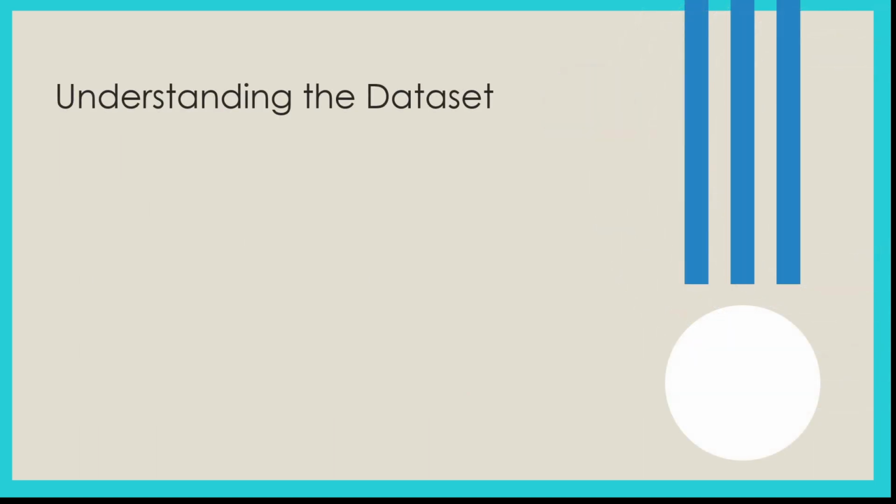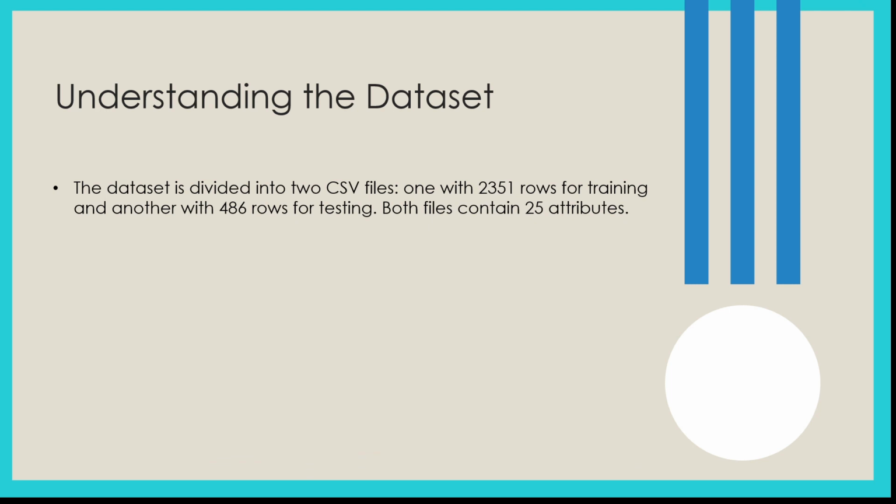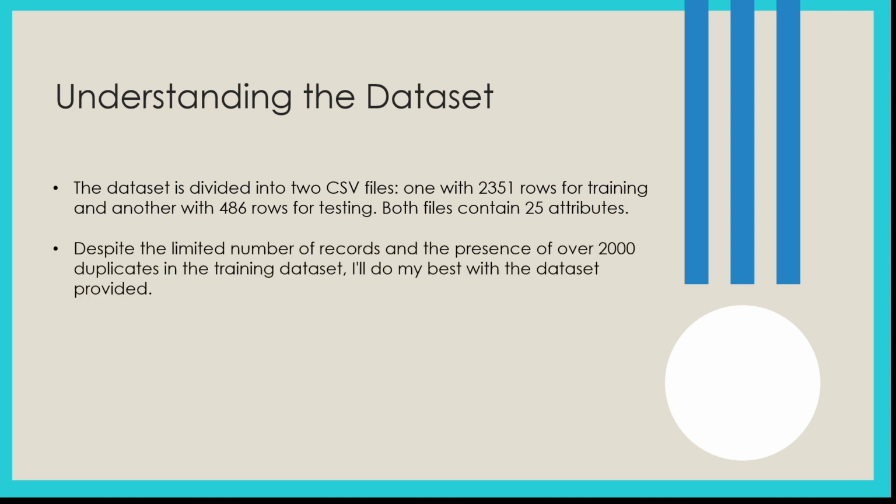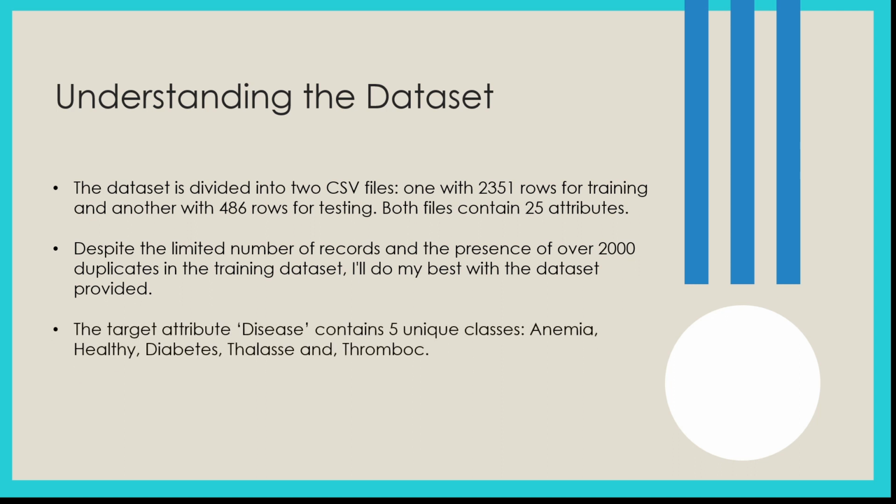First, I needed to understand the dataset. The dataset is divided into two CSV files, one with 2000 plus rows for training and another one with 486 rows for testing. Both files contain 25 attributes. Despite the limited number of records and the presence of over 2000 duplicates in the training dataset, I was going to do my best with the dataset provided. The target attribute disease contains 5 unique classes. If the patient has anemia, is he or she healthy, diabetic, has thalassemia, or thrombocytopenia.